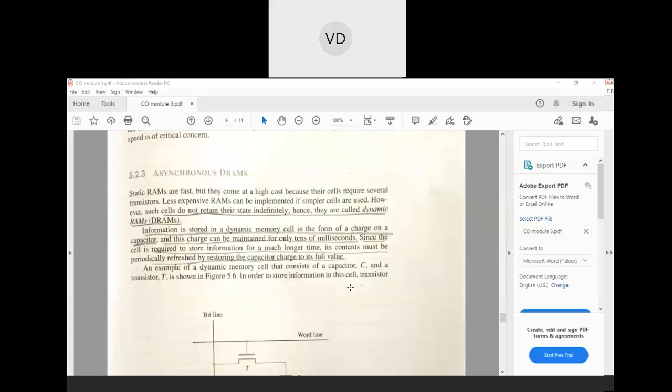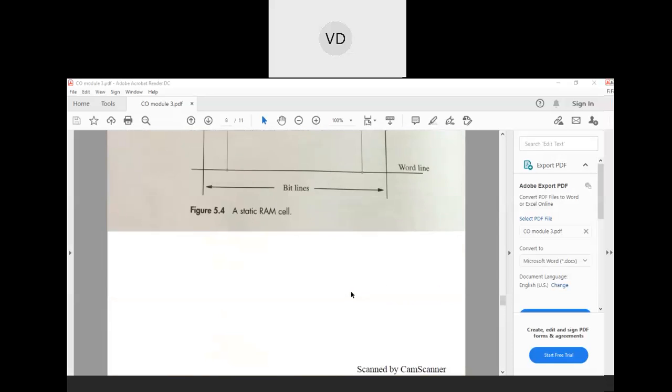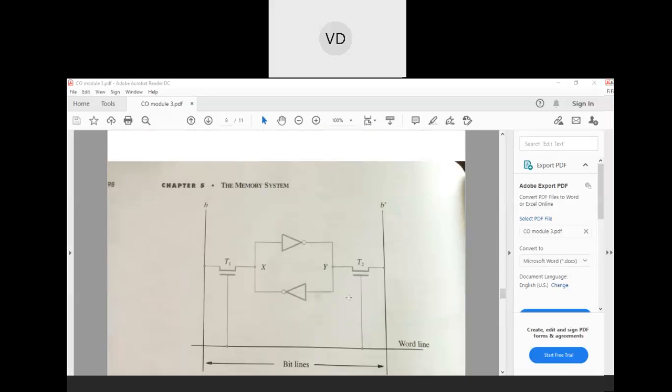Next, today we will be starting with the asynchronous DRAMs. Now, whatever we have seen here is static RAM. What is the main property of a static RAM? What do you mean by static? Yesterday only I have told. What do you mean by static?